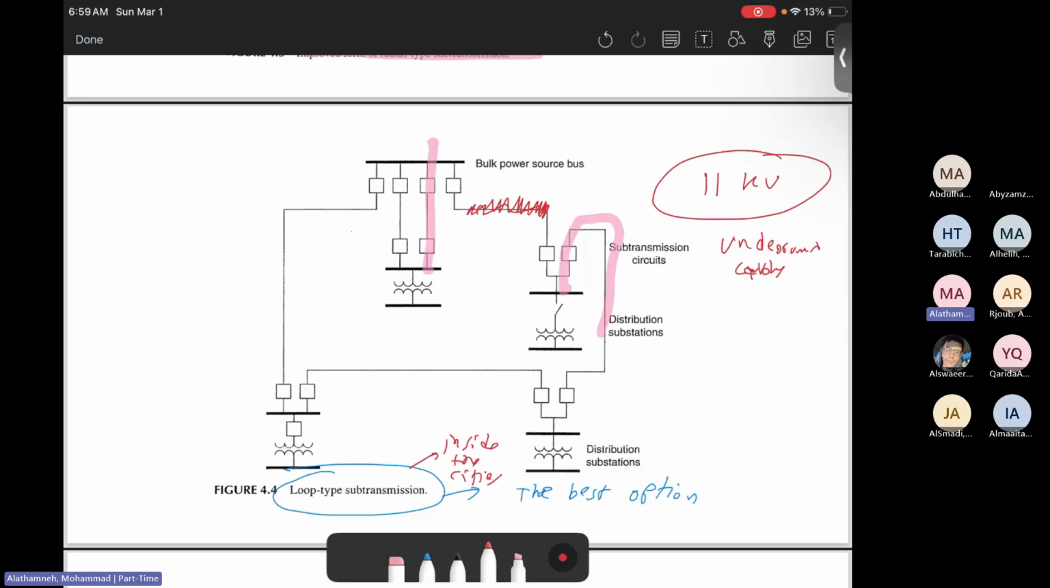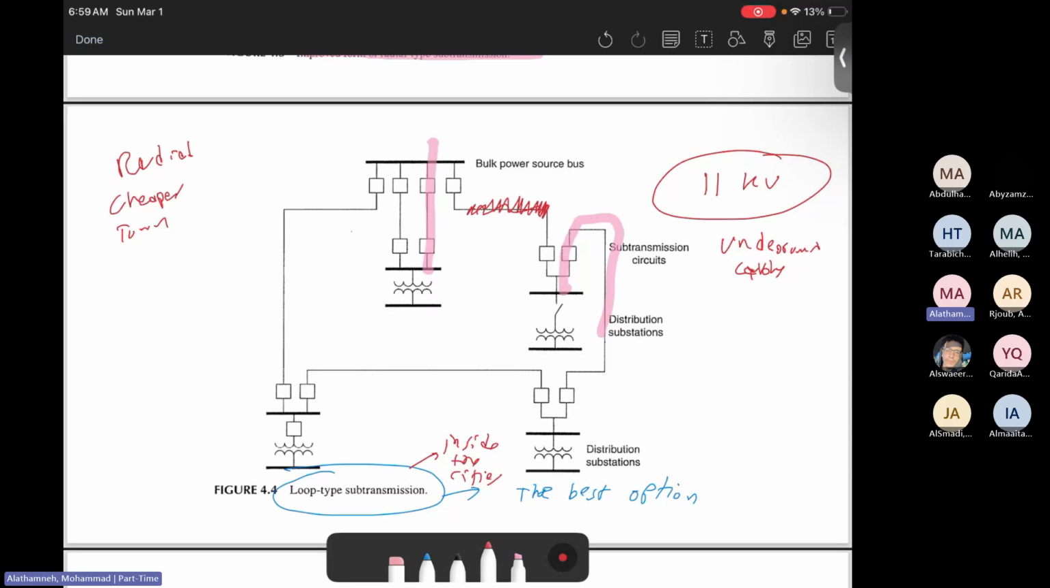However, when you go outside of these, close to the small towns like Qura, then it will be basically based on radial. That's what we will see. Again, because of the cost. Radial is cheaper than the loop, and it is used out of town, in towns, not inside the cities.